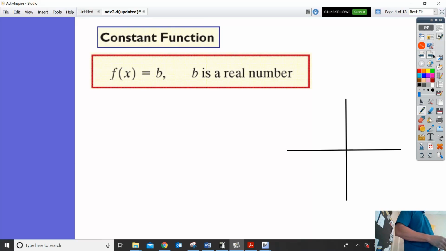Now here's the constant function, f of x equals b. b is a real number. An example of this might be f of x equals 5.